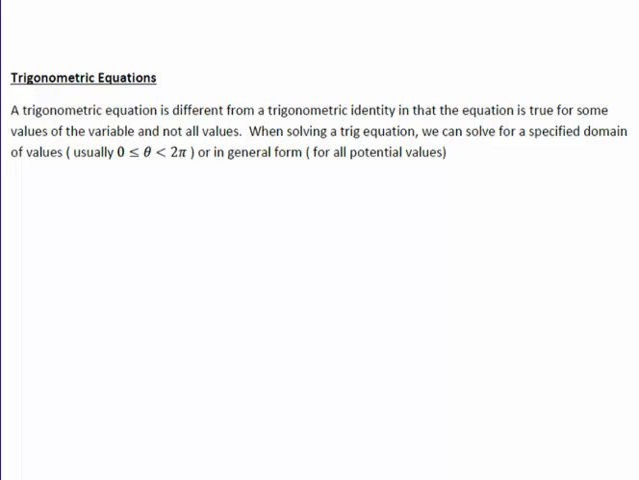It's different because an equation is true for some values in a variable, but not all the values. So it's not going to be true for everything, whereas an identity is true for all values. So when solving a trig equation, we can solve for a specific domain, and we're usually going to go between 0 and 2 pi, and we can also write it in what's called general form. General form allows us to find any potential angles regardless of our domain. Basically, we can go around that circle as many times as we want.